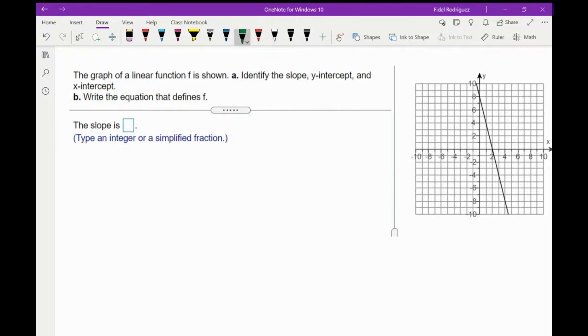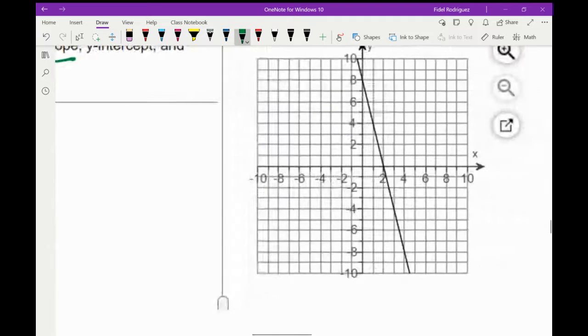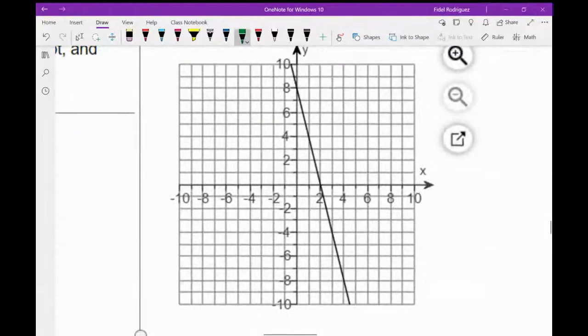Okay, so the first thing we're going to do here, we want to find the slope. So guys, I want you to think about this line. Look at the direction of the line. Is that line going up or down? It's going down, right? So that tells me my slope's going to be negative. Okay. So what I'm going to do is I'm going to see if I can find some points on this line. So I'm going to zoom in real close so I can see this.